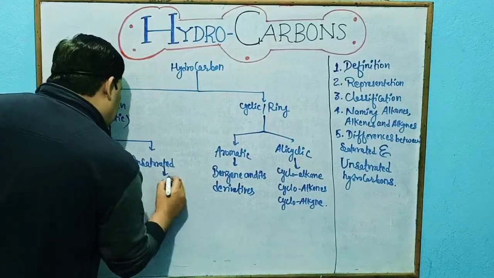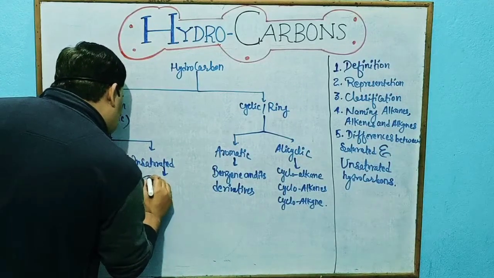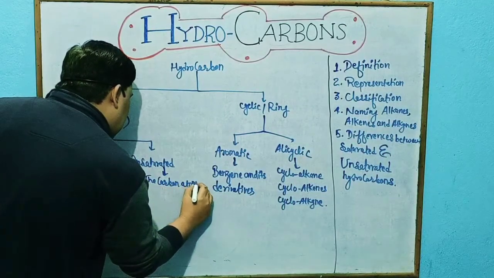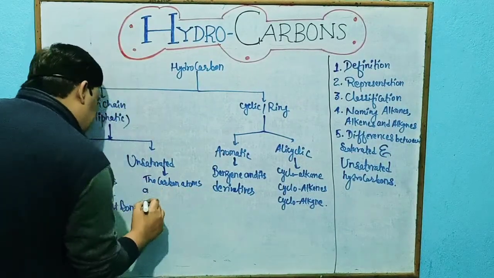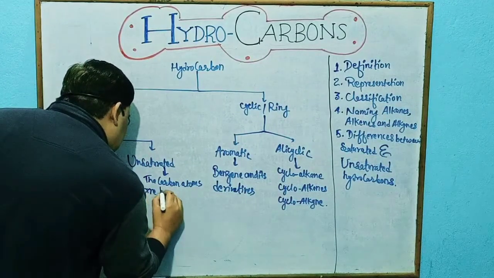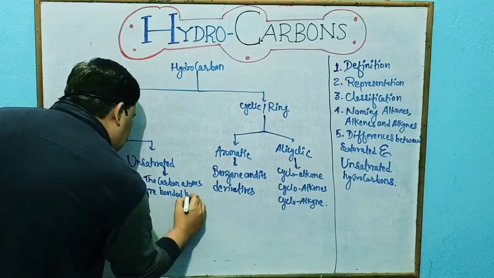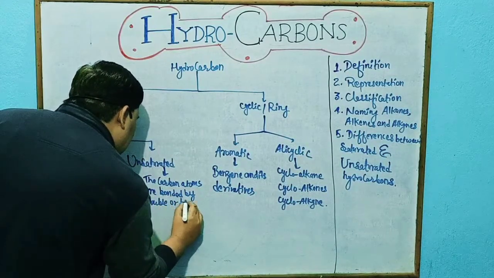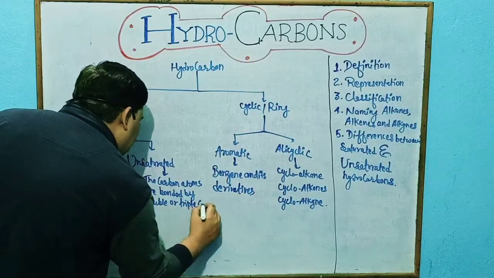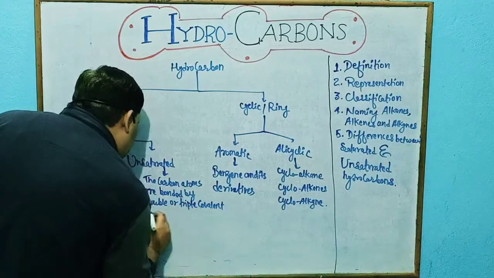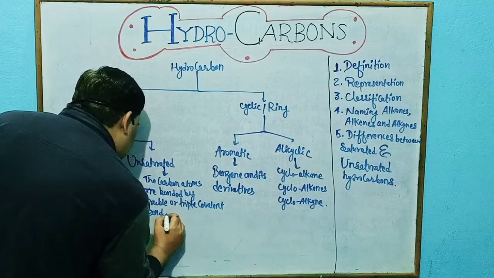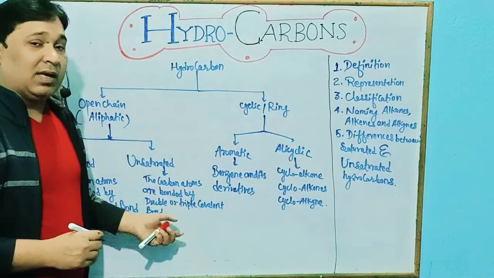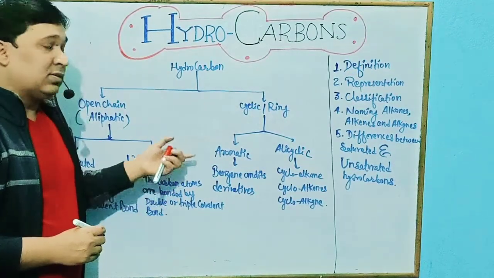In unsaturated hydrocarbons, carbon atoms are bonded by double or triple covalent bonds. These are further classified as alkenes and alkynes, and we will study all these things separately.